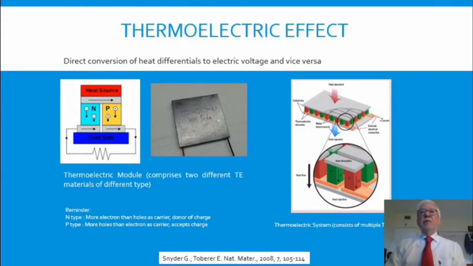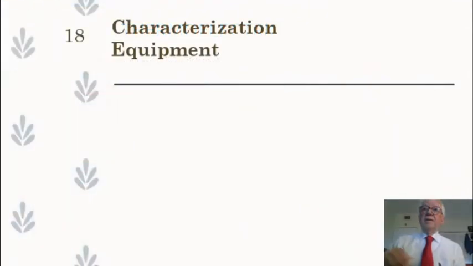We know that if we have a heat source and a cold source, there is a direct conversion of heat differentials to electric voltage. And this is what we call the thermoelectric effect. We can have a system with different modules to gather this and to measure it. The main point is first to measure the electrical conductivity and the Seebeck coefficient characterization. The second important measurement is the thermal conductivity.